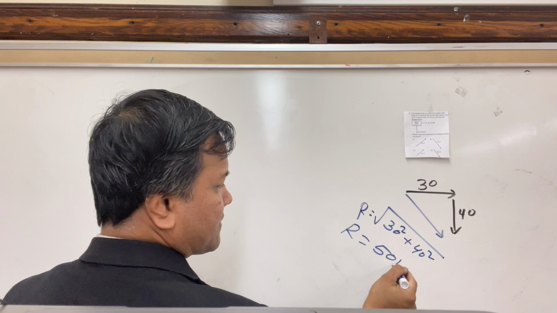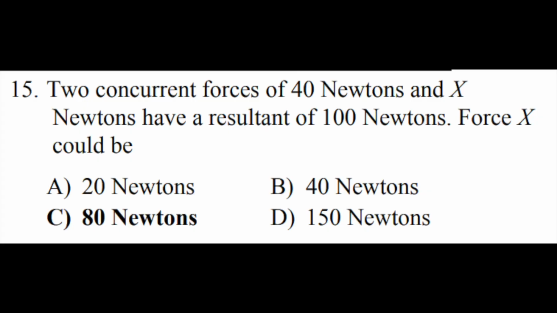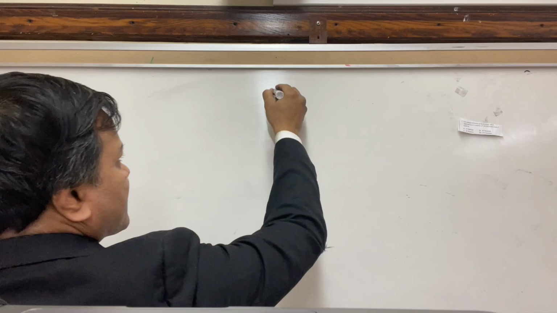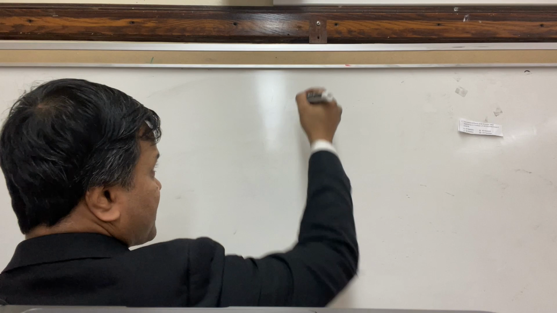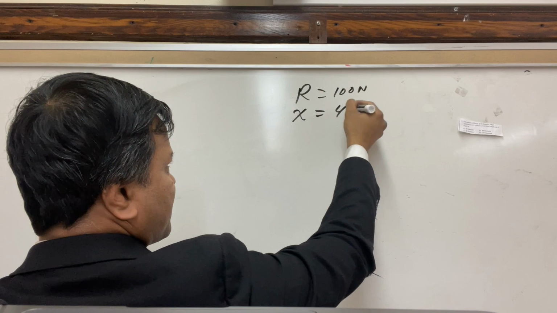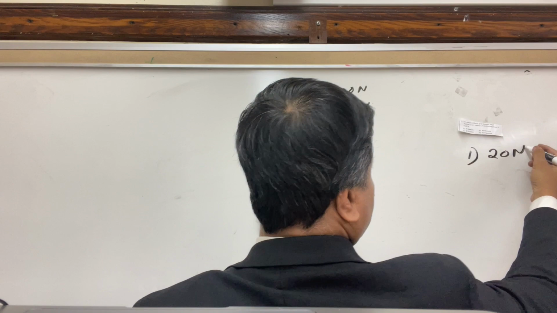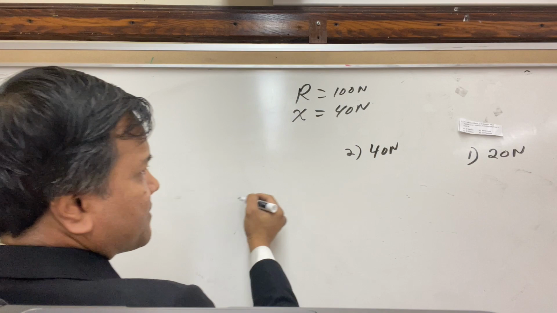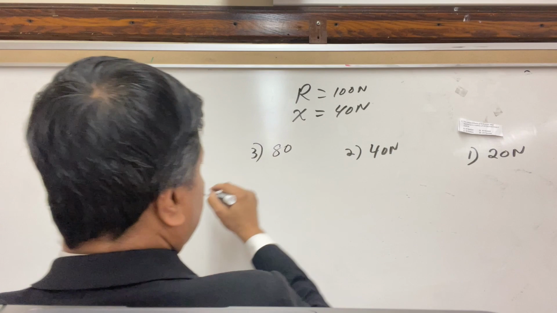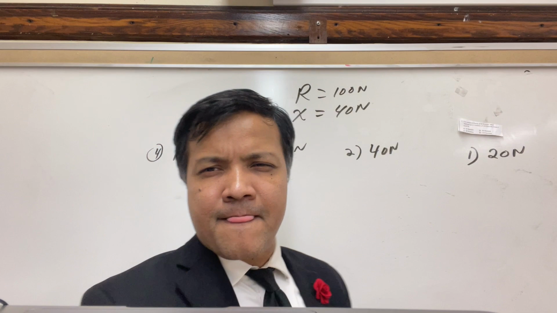That is question number 14. This is 100 newton, and I gave you a vector, which is 40 newton, and I gave you three options. Option number 1, 20 newton. Option number 2, 40 newton. Option number 3, 80 newton. And option number 4, 150 newton.